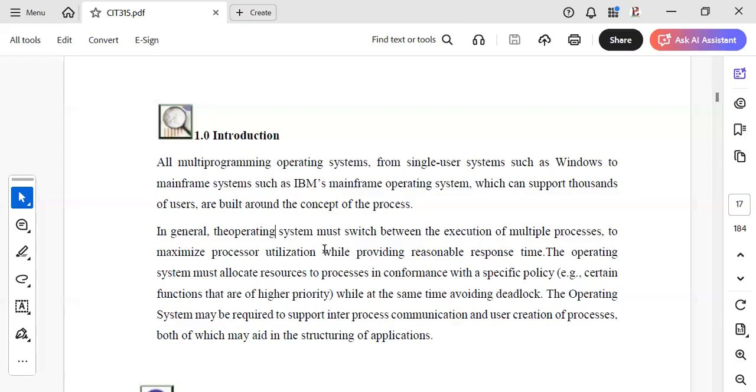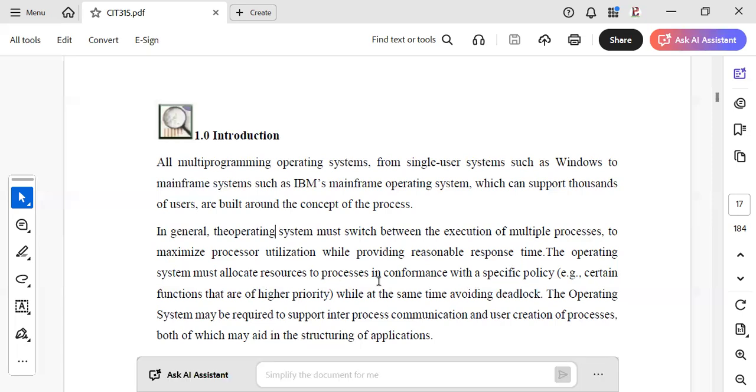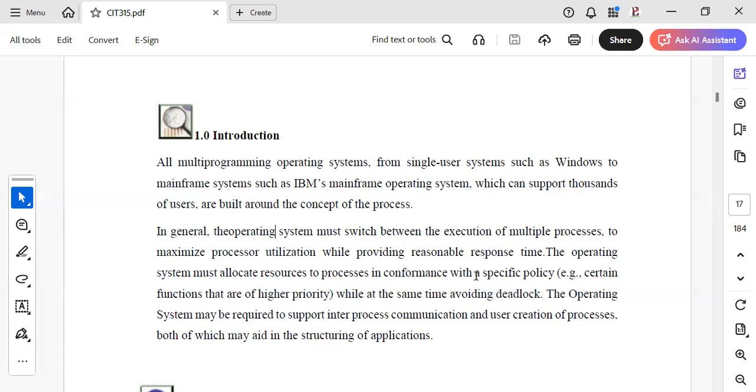Now we want to talk about processes here. Processes you will see better when we get to the definition. This is just an introduction to give you a picture of what we are going to talk about. Now, the operating system must allocate resources to processes in conformance with a specific policy, e.g., certain functions that are of higher priority, while at the same time avoiding deadlock.